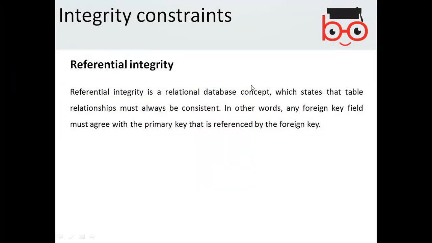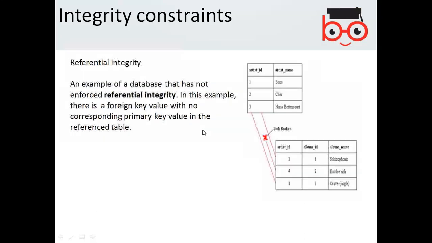Referential integrity is the relationship in the relational database concept, which states that the table relationship must always be consistent. In other words, any foreign key field must agree with the primary key that is referenced by the foreign key. So, for example, here is table 1, here is table 2. The artist IDs are 1, 2, 3, and in another table the artist IDs are 3, 4, 5.